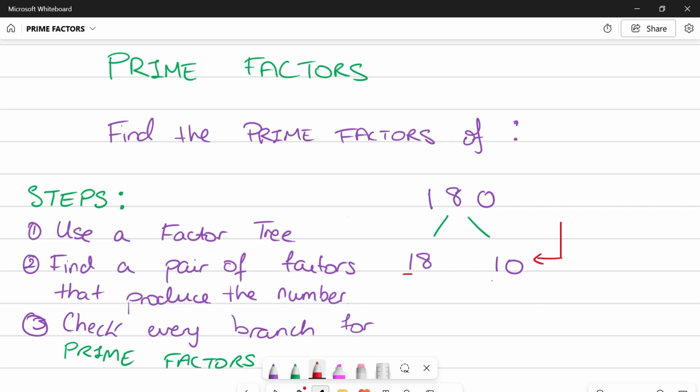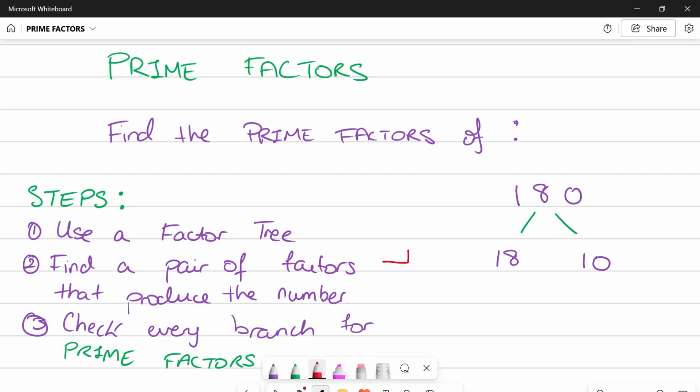So on this branch, we have 18 and 10. 18 and 10 are not prime numbers. So we must continue breaking down these numbers using the factor tree. So let's start with 18. So we repeat the second step. We need to find a pair of factors that produce the number. So a pair of factors that multiply to produce 18 is 9 by 2. 9 by 2 gives us 18.